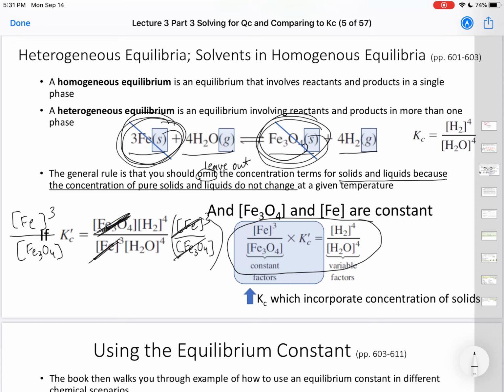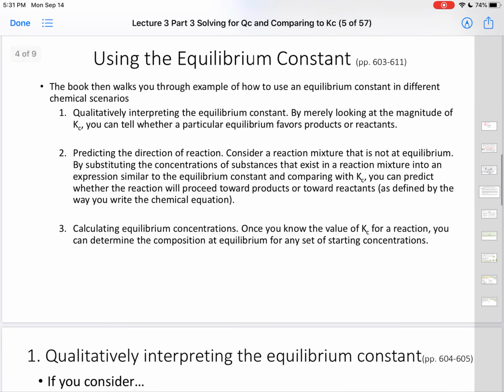Remember, Fe concentration is a constant, Fe3O4 concentration is a constant, Kc is a constant. So a constant divided by a constant times a constant is still a constant. We're just going to call this new constant Kc. And so therefore, we're just going to say Kc is equal to the H2 concentration over the H2O concentration, both of them to the fourth power. Ultimately, the takeaway from this is if it's a solid, leave it out of your Kc expression.